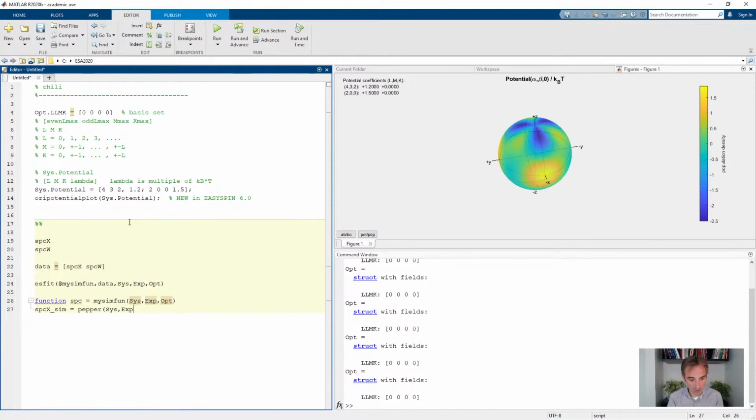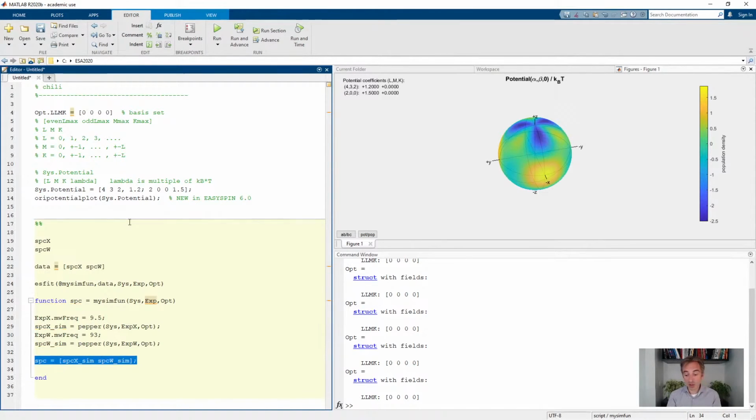Let's say sys, and then you have to add an exp thing here. And you might want to explicitly specify your fields. Exp dot microwave frequency here 9.5. And then you do the same for the W band spectrum that you want to simulate. Let's say that's at 93 gigahertz, and you simulate that, and at the end you concatenate those two together, spec X sim and then spec W sim, right? And that's it, that's what's being returned. So you're basically constructing a concatenation of all the spectra that you want to fit.